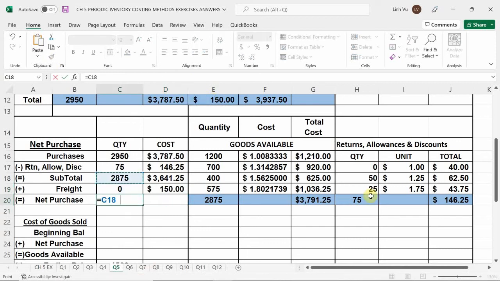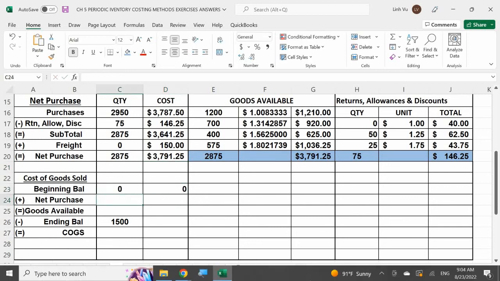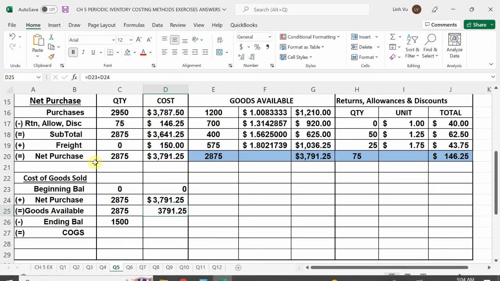So here I should be adding these two numbers together to get my grand total to be exactly what my goods available is, right? The reason why my net purchases matches my goods available is because I don't have beginning inventory. So that means when I drag my formula down, if I don't have beginning inventory, my net purchases becomes my goods available. So there you go.